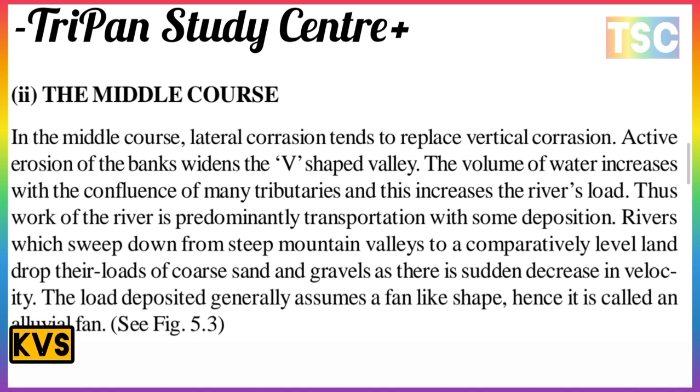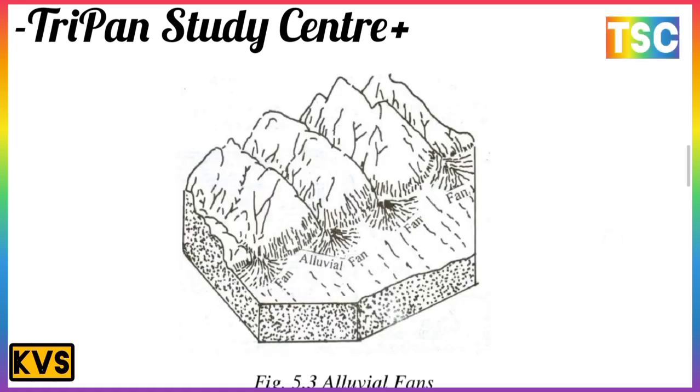The river sweeps down from the steep mountain valley to a comparatively level land, and the land drops. The load of coarse gravel and sand is dropped as there is a sudden decrease in velocity. The load is deposited and generally assumes a fan-like shape, hence it is called an alluvial fan. Here is one important diagram showing the shape of a fan.